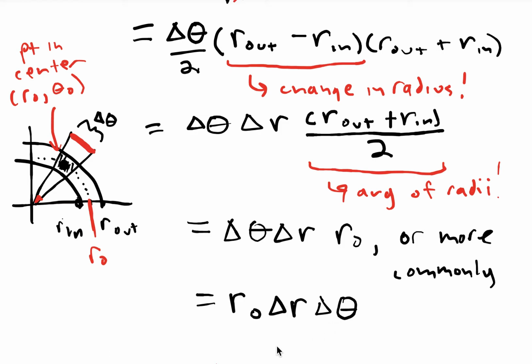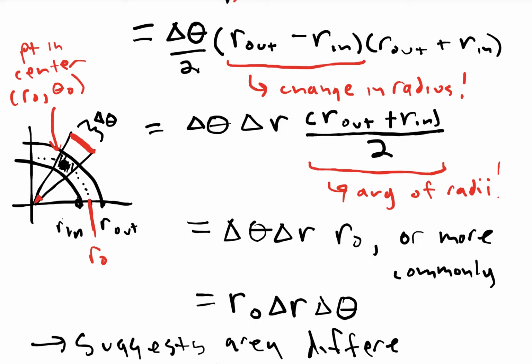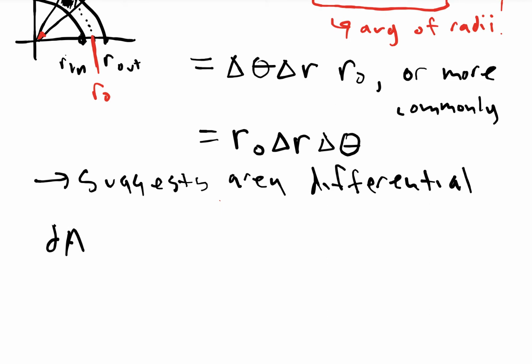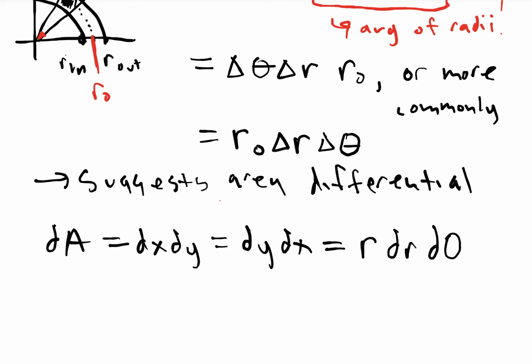So all in all, what this really boils down to is this, and here's kind of the key takeaway if all this has been flying over your head. What this suggests is that this area differential, the one that we've been trying to figure out how to write this entire time, my area differential, dA, well, I should be able to replace this not only with dx dy or dy dx, but I can also replace it with r dr d theta.